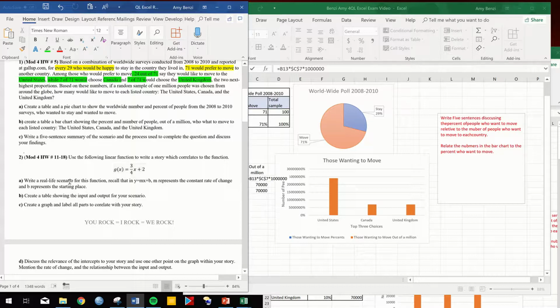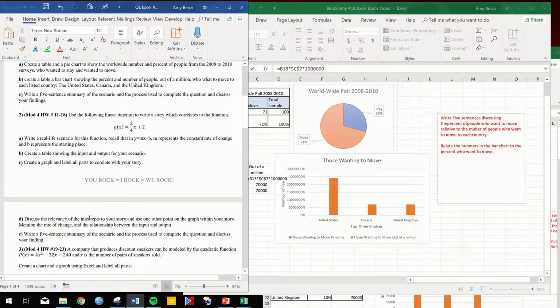So your job is to create a table showing the input and the output for your scenario, and then create a graph and label all parts to correlate with your story. Discuss the relevance of the intercepts of your story, and use one other point on the graph within your story. Mention the rate of change and the relationship between the input and the output. Write a 5-sentence summary of the scenario and the process used to complete the question, and discuss your findings.